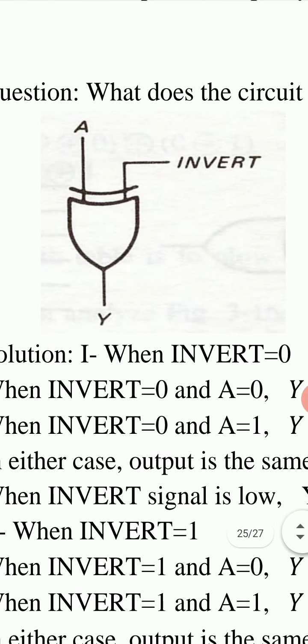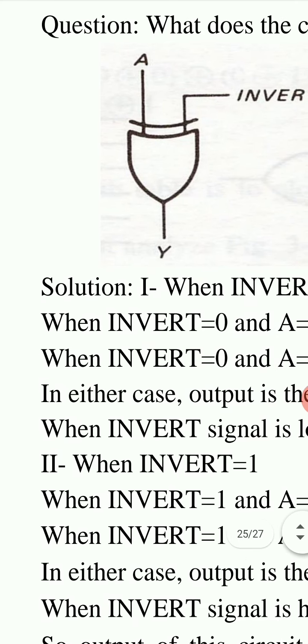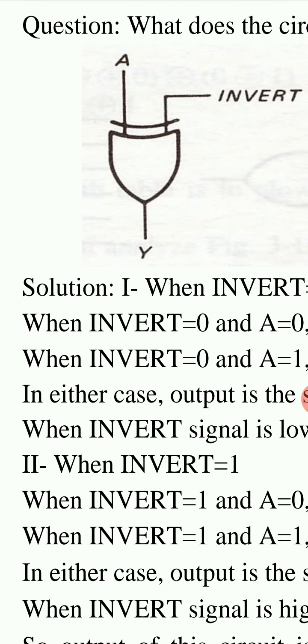Next question is, what does the circuit of following figure do? This is the circuit. There are two inputs, one is A and other is represented by invert, and output is Y. Invert may be 0 or 1. If invert is 0, then what is the output Y? If invert is 0 and A is also 0, then output Y is 0.